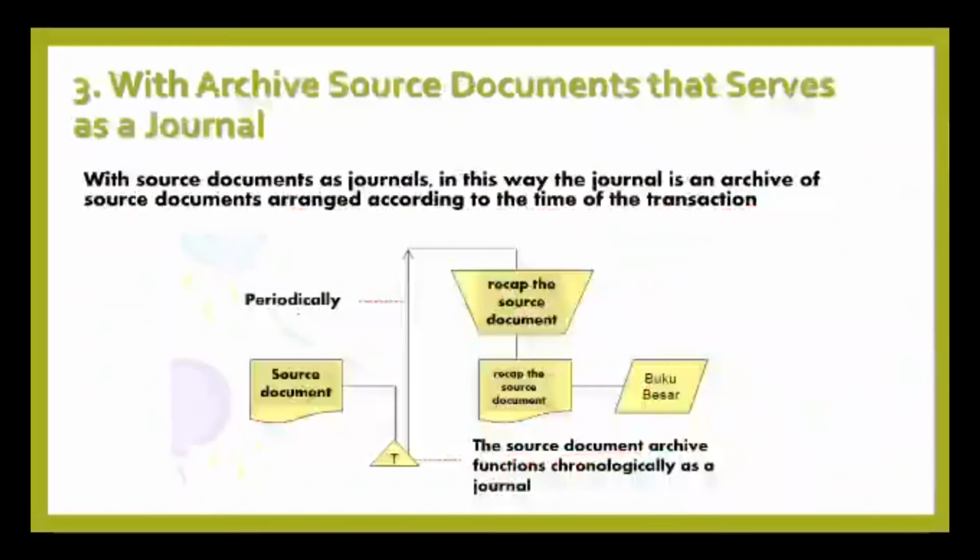Next, with the archive of the source document that serves as a journal. So as you can see here, the source document is filled out temporarily, and then when the time comes, the source document archive functions chronologically as a journal. So the source document is treated as a journal, and then when it is needed, you post it to the general ledger.